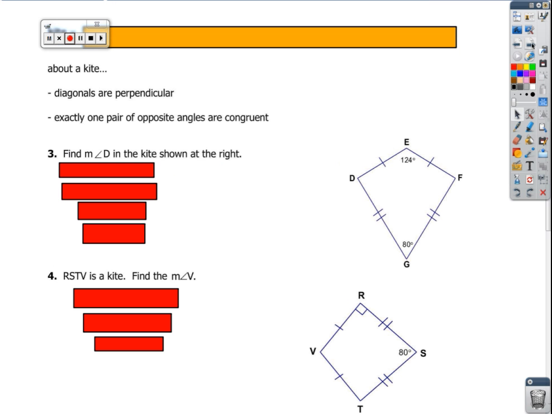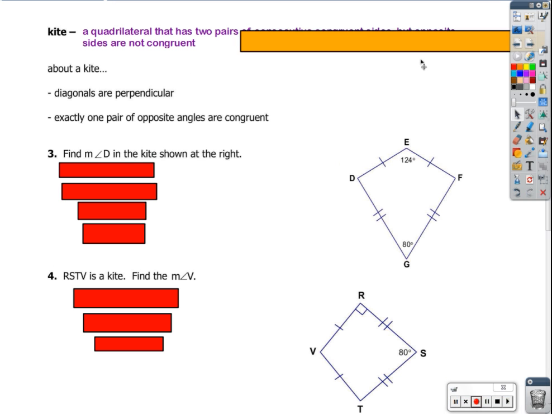Our second special quadrilateral is a kite. A kite is a quadrilateral that has two pairs of consecutive congruent sides, but opposite sides are not congruent. The diagonals in a kite are perpendicular, and exactly one pair of opposite angles are congruent. The pair that is congruent is the pair that is between the sides of different lengths.